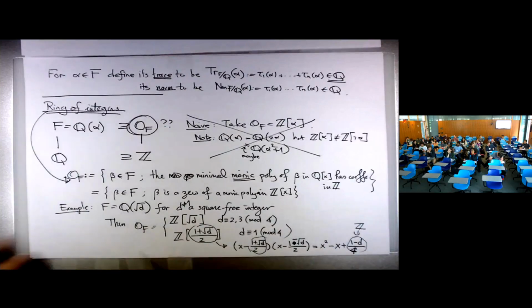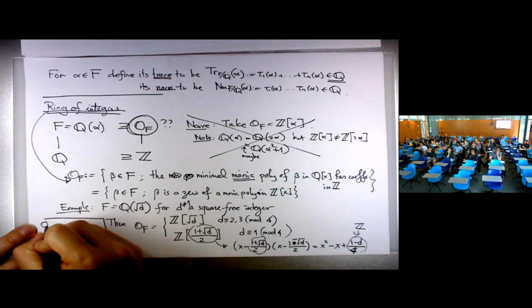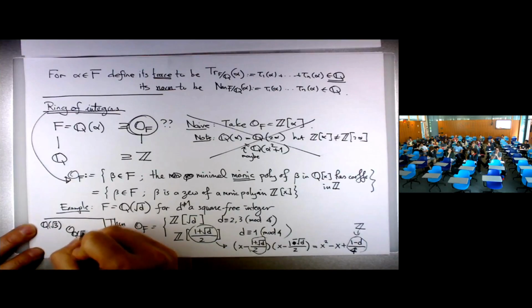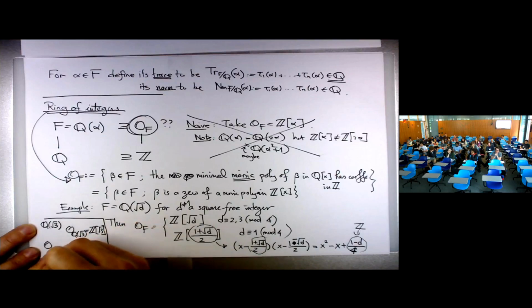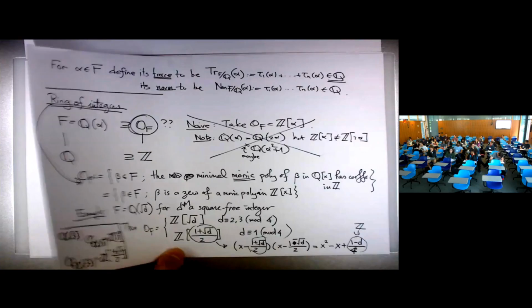Oh, you know what? Let me stick here before moving to the next page. So just for a concrete example, if you do Q adjoin root of 3, let me just write. Q adjoin root of 3, that's just Z adjoin root of 3. However, if you do Q adjoin negative root of 3, know that negative 3 is congruent to 1 mod 4. So you have Z adjoin that. Alright? These are somehow further examples of this example.